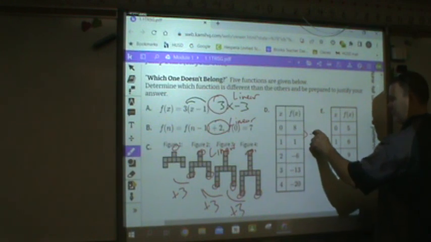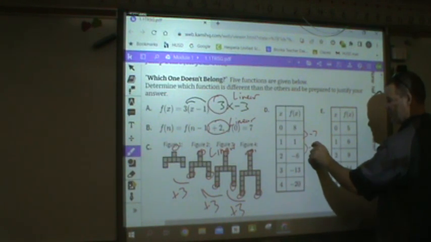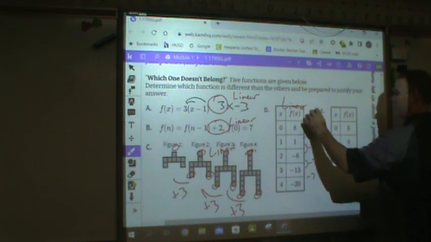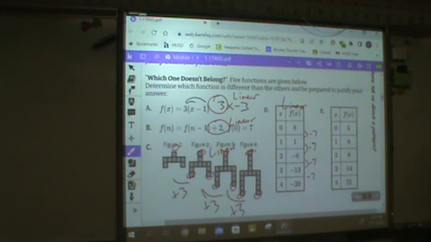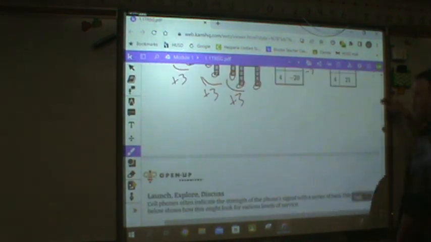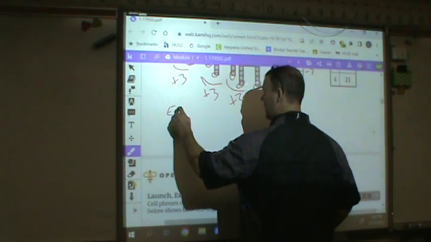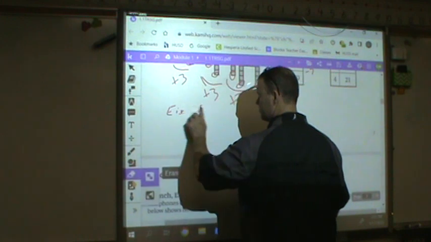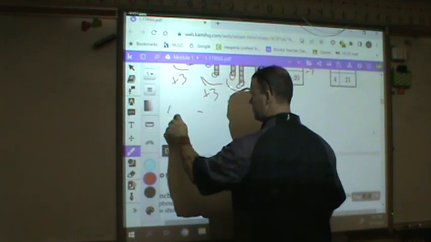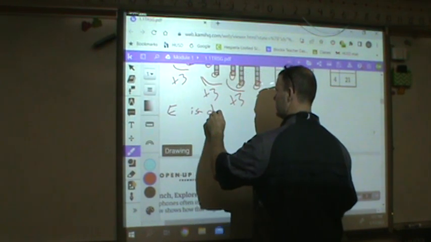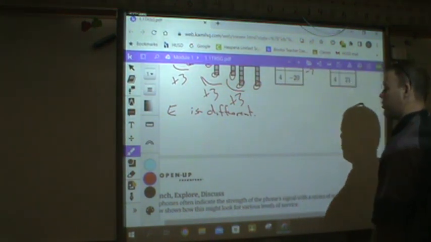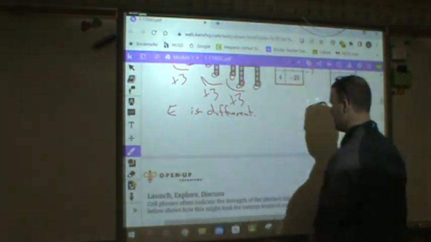8 to 1, minus 7. 1 to negative 6, minus 7. Minus 7, minus 7. Linear. It's a linear function. Oh gee, E has to be the one that's different. So I'm going to come down here and my explanation is going to be E is different. My question to you is, why is E different?